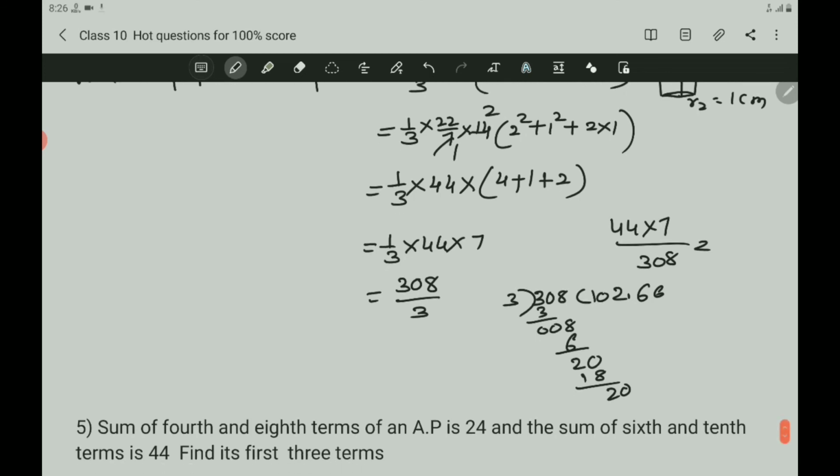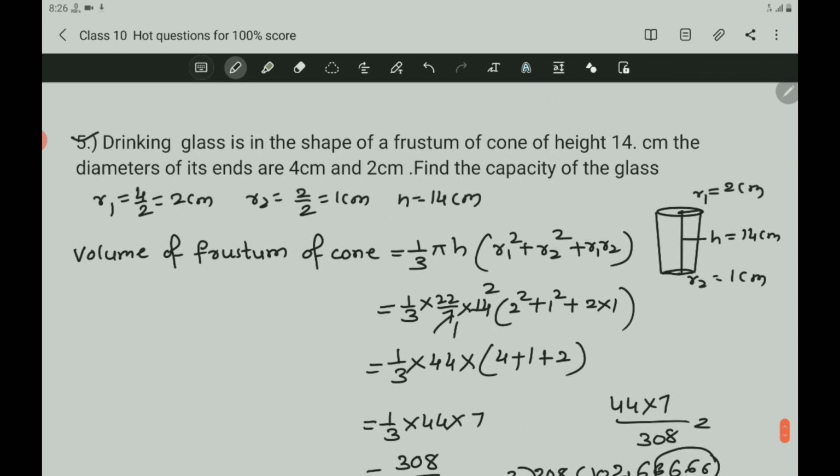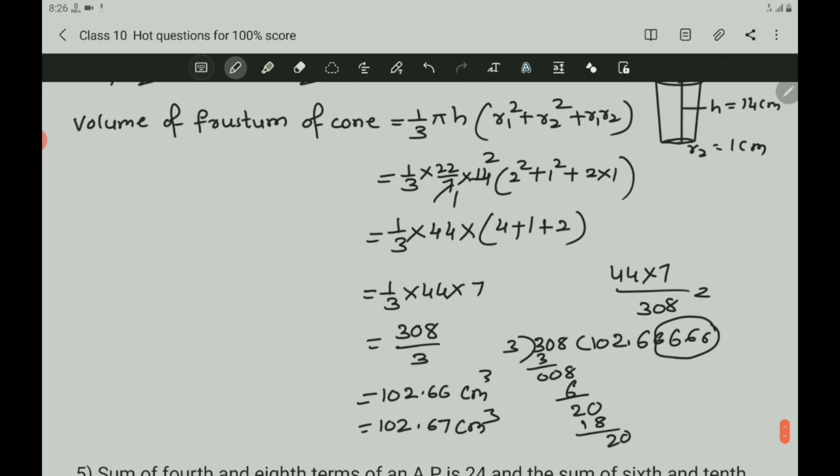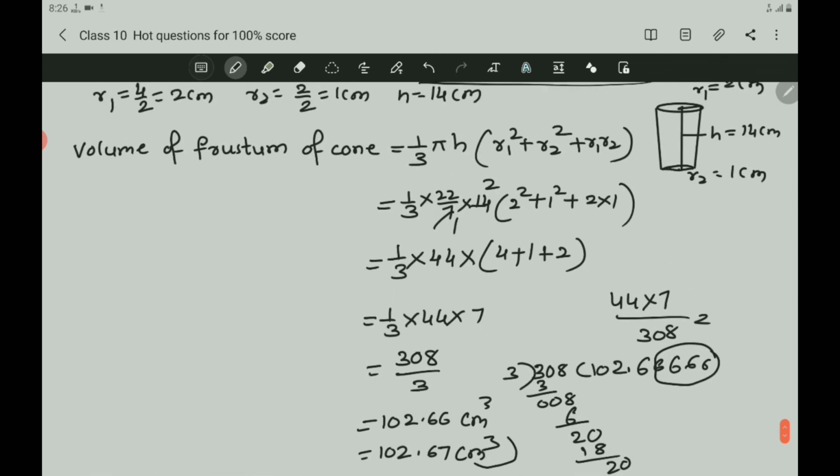Here 6 is recurring, so you can write 102.66 cm cube, or approximately 102.67 cm cube, as 6 is recurring. That is, the capacity of the glass is 102.67 cm cube, or otherwise you can write 308 divided by 3 cm cube.